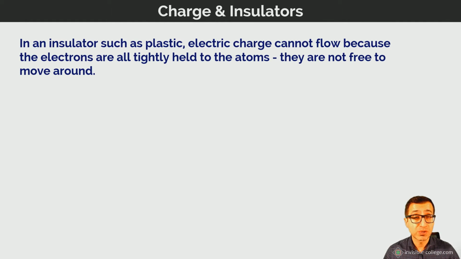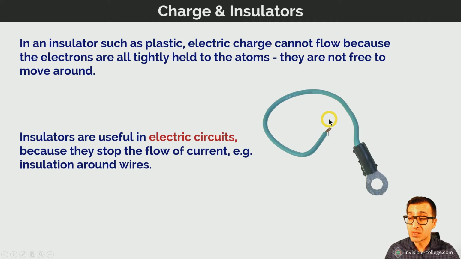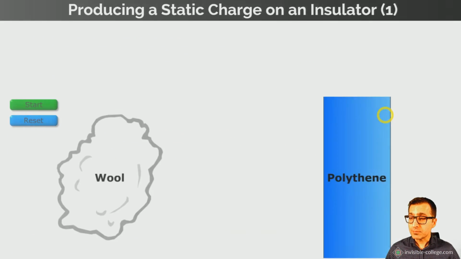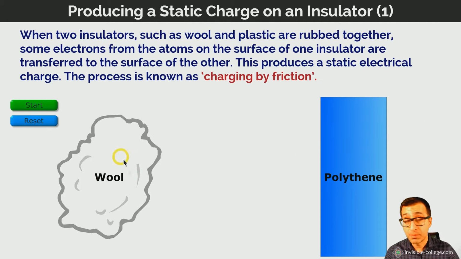So insulating materials such as plastics are obviously very useful in certain circumstances. You may want to use them as electrical insulation around the conductor, copper in this case, within a wire. But in some situations, insulators can develop a static charge. So let's look at how we build up a static charge. If we take two insulators, such as for example a piece of wool and a piece of polythene, both of these are electrical insulators because the electrons are not free to move within these materials.